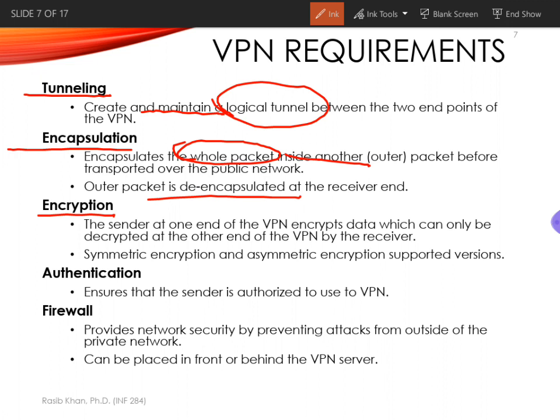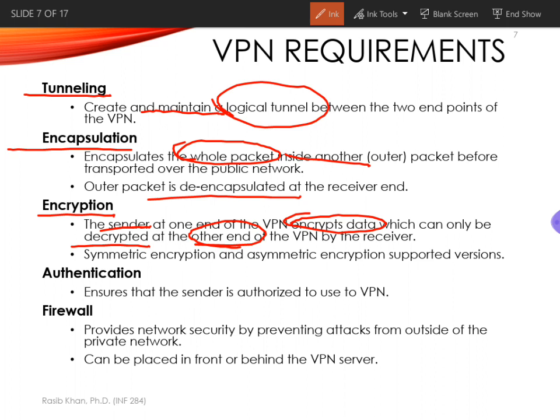The next requirement is what we call encryption. That means the sender at one end of the VPN encrypts the data, which can only be decrypted by the other end. This encryption and decryption process at the two ends allows the information that is being transferred to be secure and private and protected from the outside world.